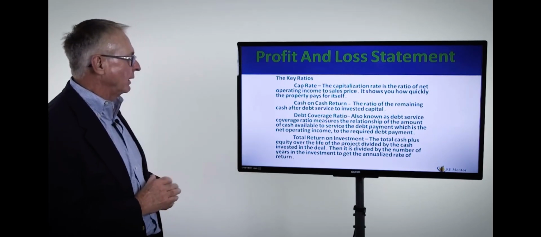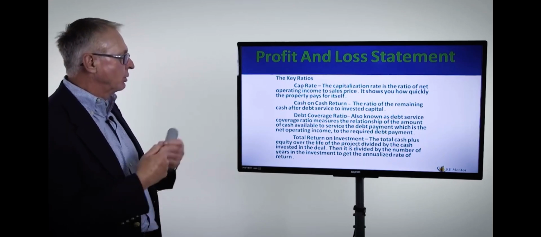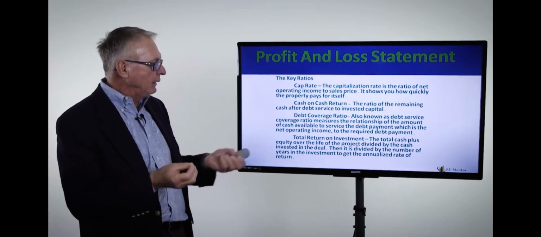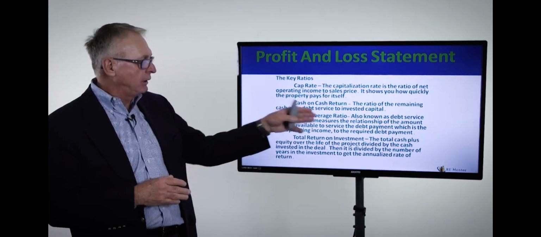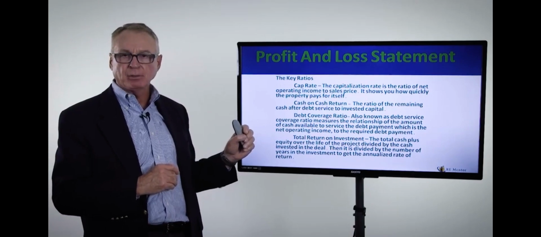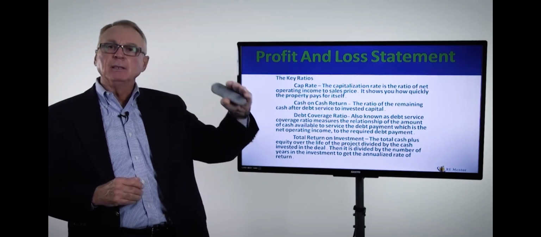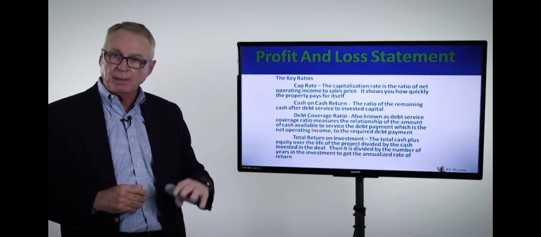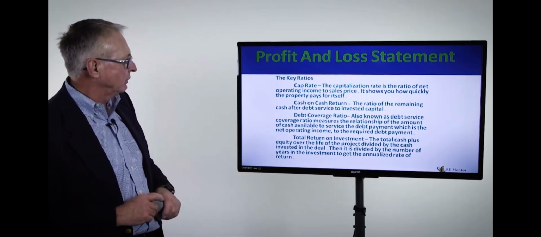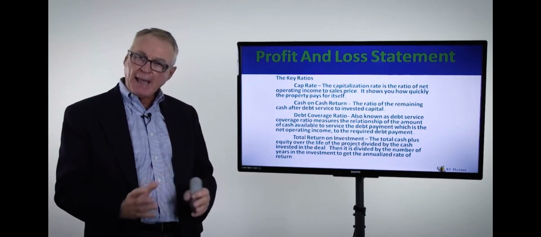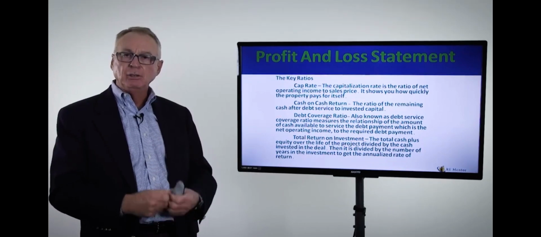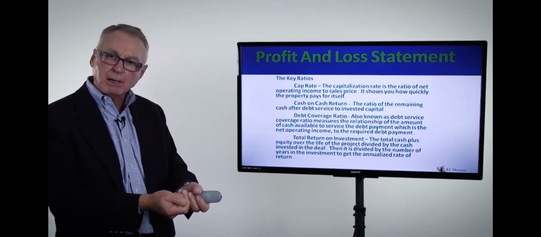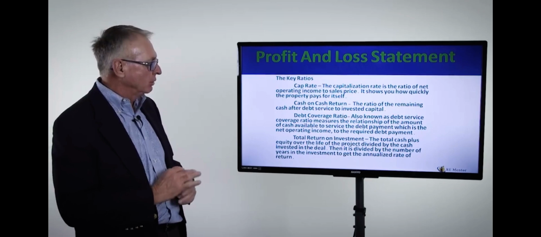On the cash-on-cash return, it is the ratio of the remaining cash after debt service to the invested capital. So going back, income minus expenses is our NOI, and then we have to pay our mortgage, don't we? We have to pay the debt service to the lenders. So whatever cash is left, you divide that by the amount of money that was invested to get your cash-on-cash return.